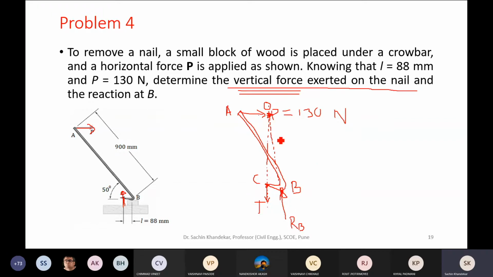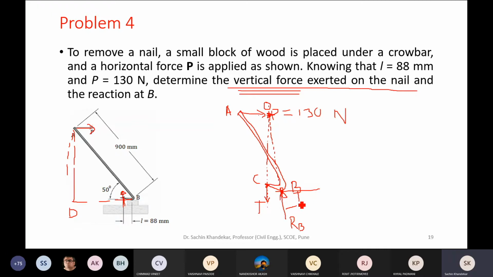So now you find the angle by applying geometry. You know the length of the crowbar AB is 900 millimeter, and this is L, 80 millimeter, while this angle is known. Then construct a right angle triangle, say ABC, and suppose this is point D. By using geometry, you can find out the angle made by RB with respect to either vertical or horizontal. This is how you can construct the FBD.